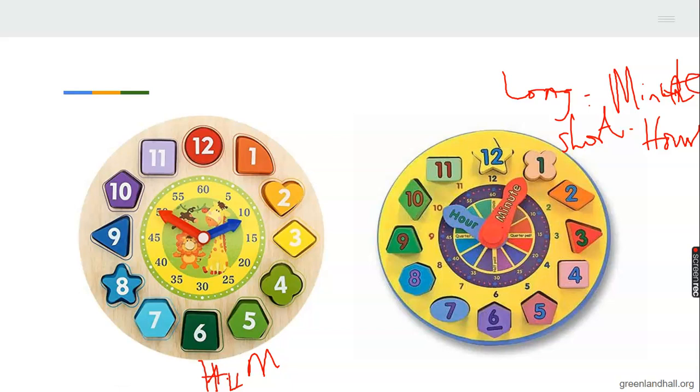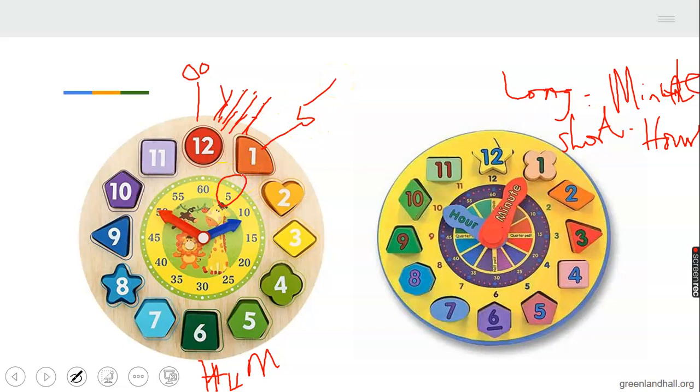But minute, you don't count minutes as 1, 2, 3, 4, 5. We count minutes because I showed you the other time that from 12 to 1, we have four short lines. This is 12, four short lines and 1. So if this is 0, that is o'clock, then from here we have 1, 2, 3, 4. So 1 will be 5. That's why we have 5 here. Can you see? Because there are 4 short lines.